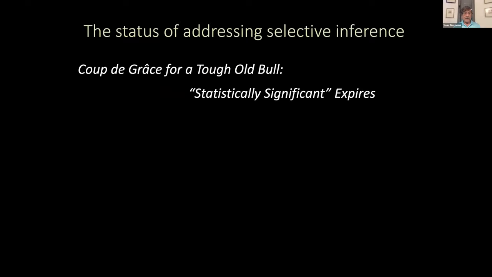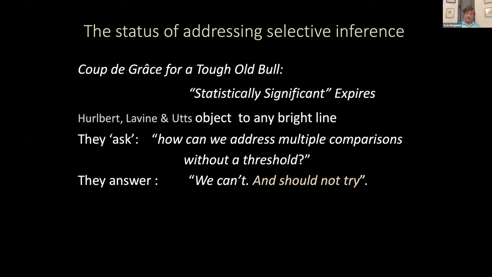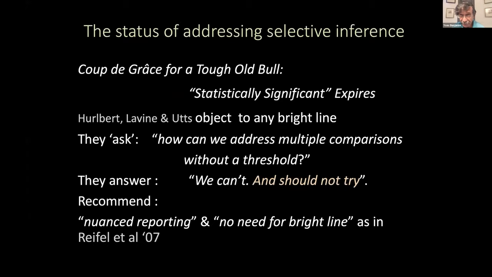They say, in that paper, Hurlbert says, cook the goose for the tough old bird, statistically significant expires. Hurlbert, Levine and Utts object to any bright line. They ask, how can we address multiple comparison without a threshold? We can't, and we should not. Well, the first statement is simply wrong. We can do adjusted p-values. Confidence interval, we have to know what is the confidence interval. The p-value, there's no problem. And we shouldn't try. Why? Because you can use nuanced reporting. No need for a bright line.